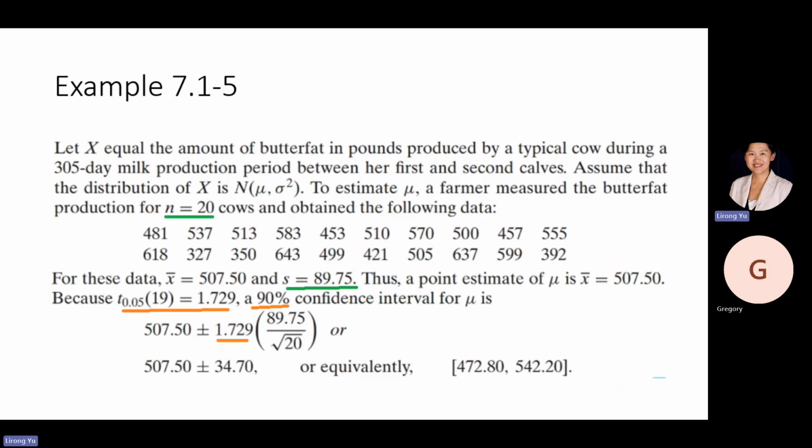Any questions? The main purpose of this example is to decide what kind of t we're using. How do we determine the t? For this, we can use a t table. A t table has columns and rows. The rows list the degrees of freedom. The columns are the tail percentage. In this case, it's 0.05. That's how we determine which t value we are using in the t table.